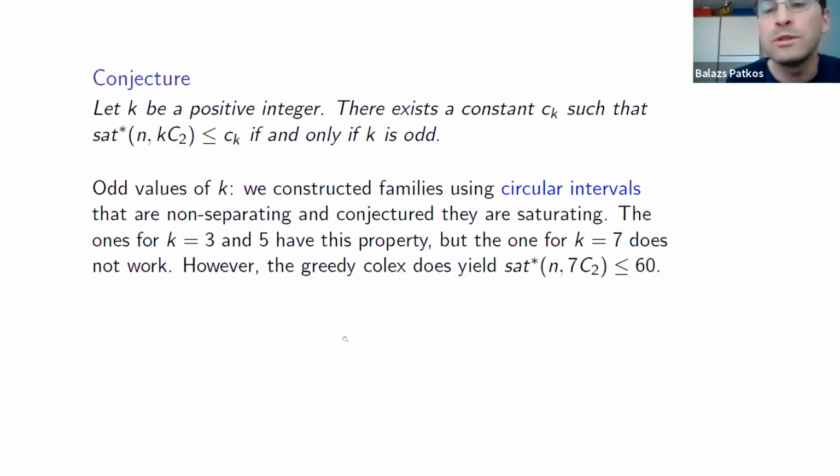So what do we know for odd? These are the cases when we want to prove that there is a bound. So here, all we need is a construction. And we had a nice construction. I don't go into details because I only have 2 minutes. So it worked for k equals 3 and 5, but it didn't work for k equals 7. And then we used the greedy Codex algorithm, and then that worked for k equals 7 as well. So that's the only reason for which we conjecture that for the odd case, this function should be bounded by a constant, of course, depending on k.